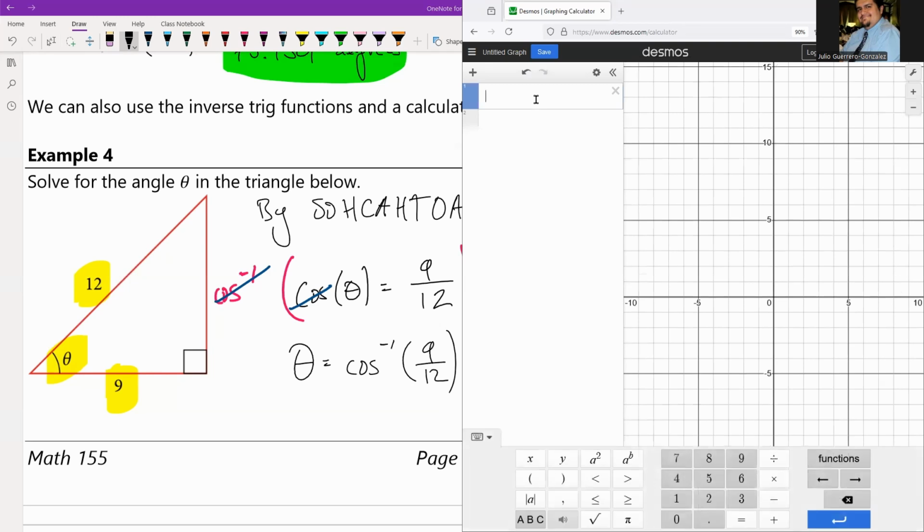Now, if you want, you can type it in. I'm just going to go ahead and use the function. So cosine inverse of 9 divided by 12.